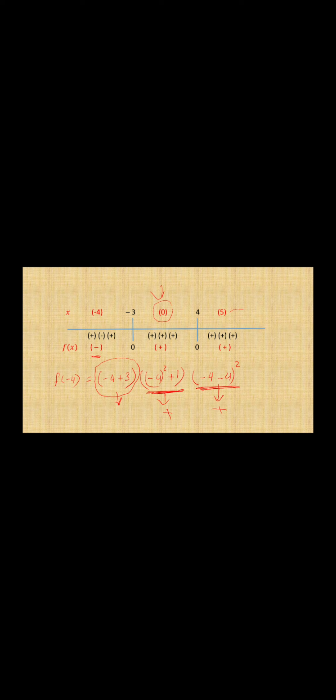So here we can say that the function is negative, below 0, when x is less than negative 3. So this part of the function lies below the x-axis. And the function is positive in two intervals, from negative 3 to 4 and from 4 to infinity.